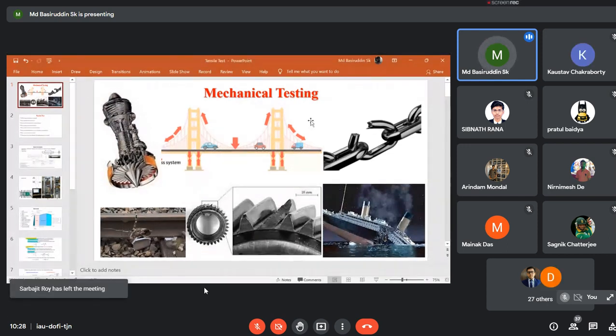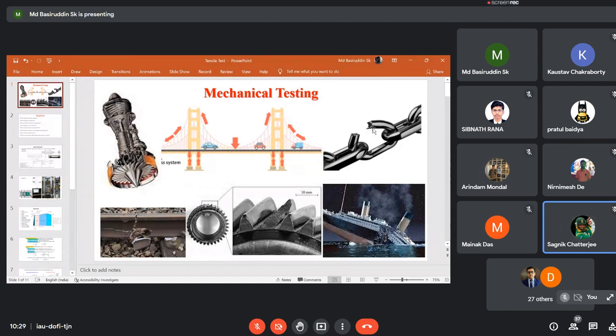Okay, now the third figure. Can you please tell us what is the reason for the failure of this particular chain? It's a tensile failure. Tensile failure.